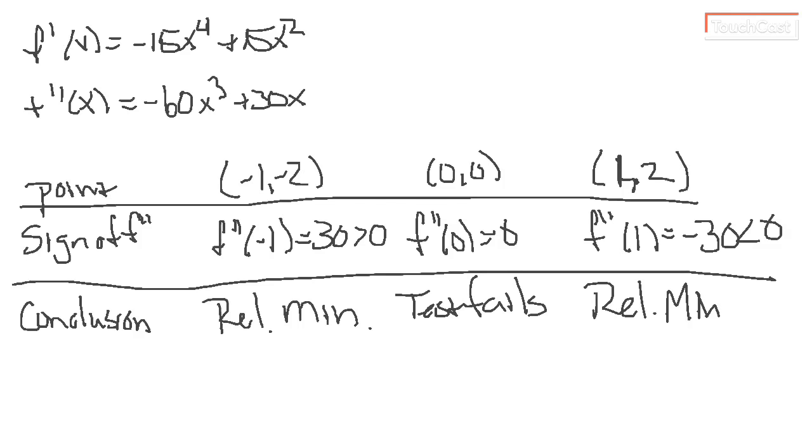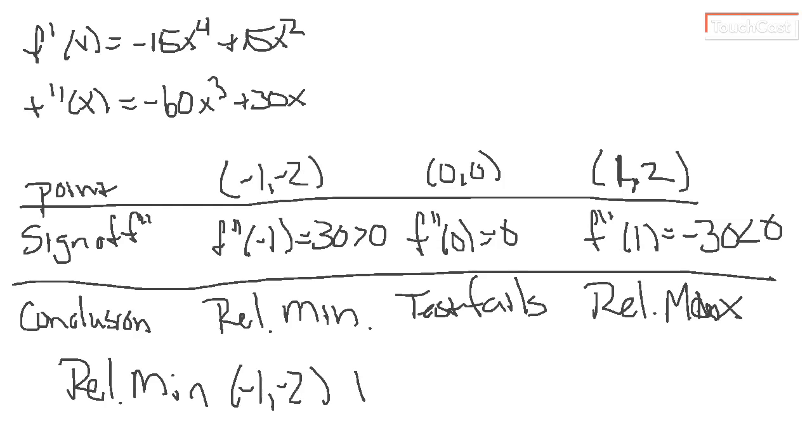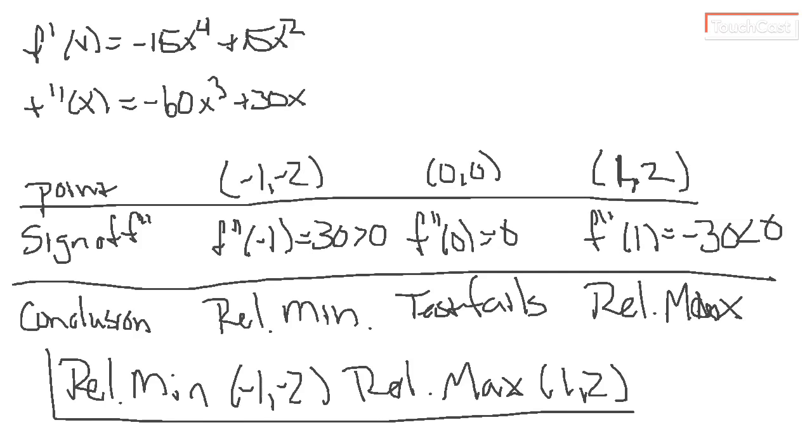So we found our relative extrema. Oh, and I wrote the wrong thing in this second one. This is a maximum. Relative minimum at -1, -2, and a relative maximum at 1, 2. And that's going to wrap up this lesson on concavity and the second derivative test.